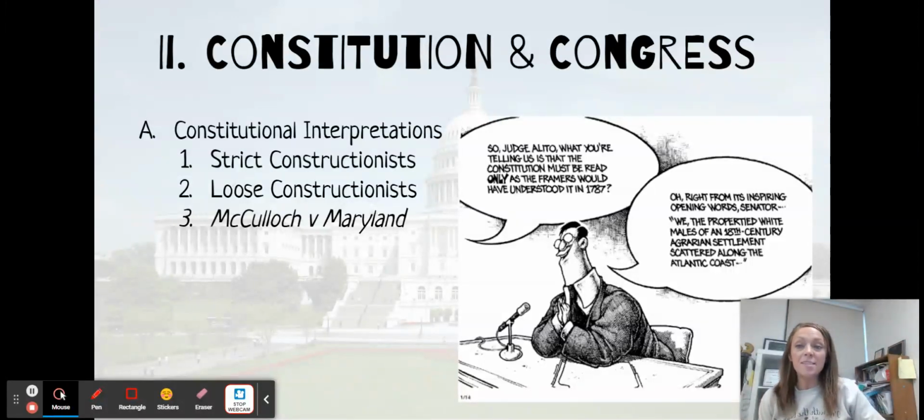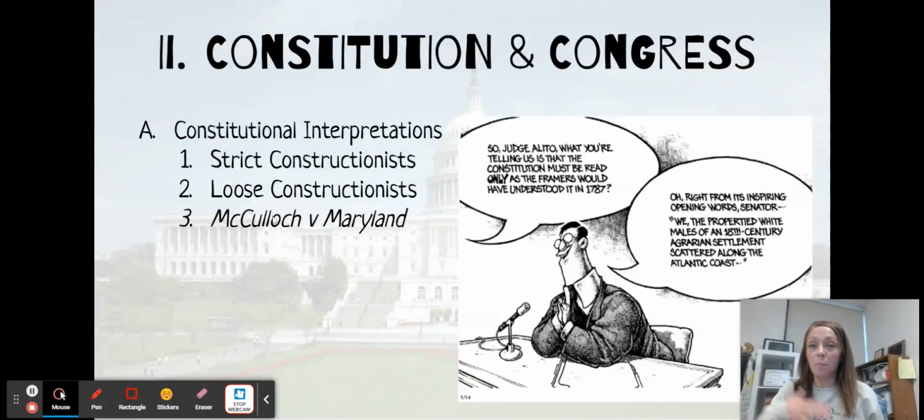Okay. The second type is a loose constructionist, and that's pretty much the opposite. A loose constructionist is going to interpret the Constitution, read between the lines a little bit, and be able to apply it to modern situations. So, those are our two big schools of thought on constitutional interpretation.